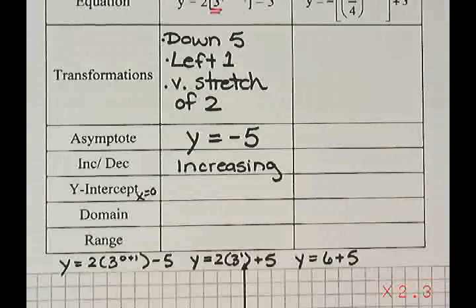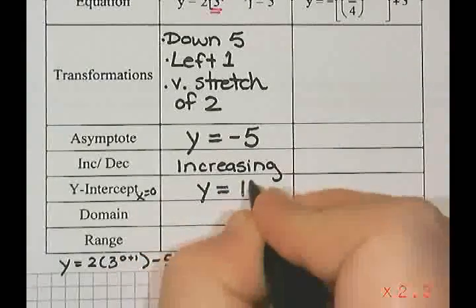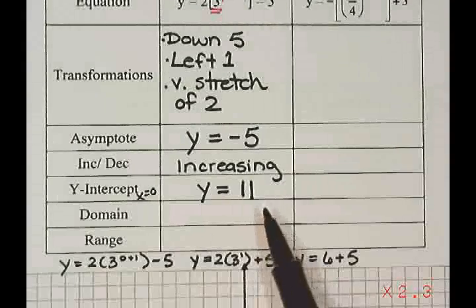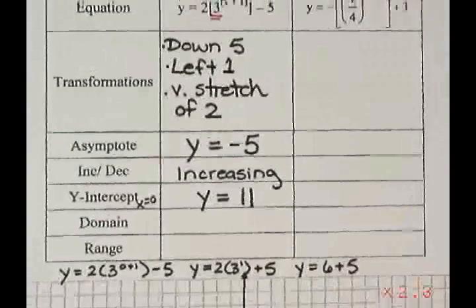So 6 plus 5 equals 11. So my y-intercept is going to be 11. Now domain and range, I think I'm going to wait until I've done the graph to fill those in. It'll be a little bit easier.